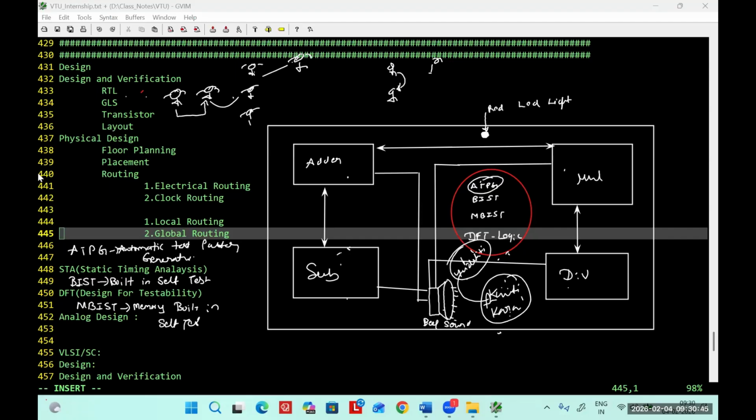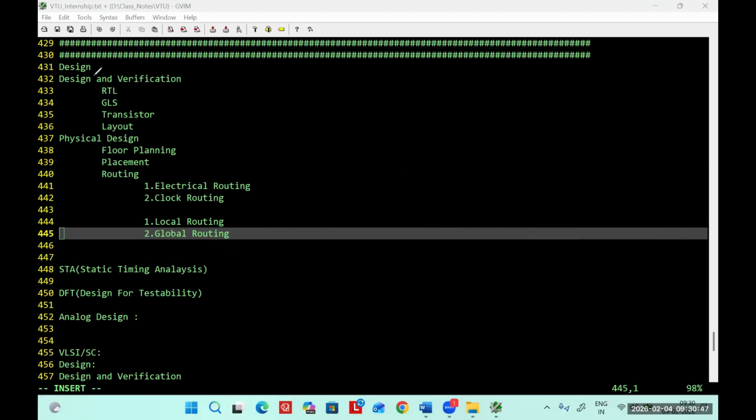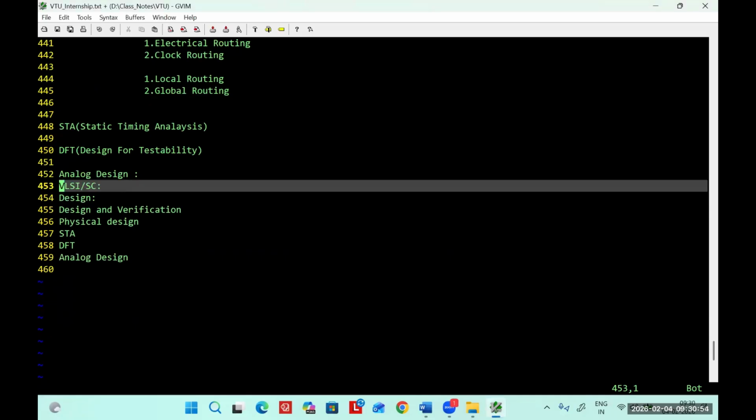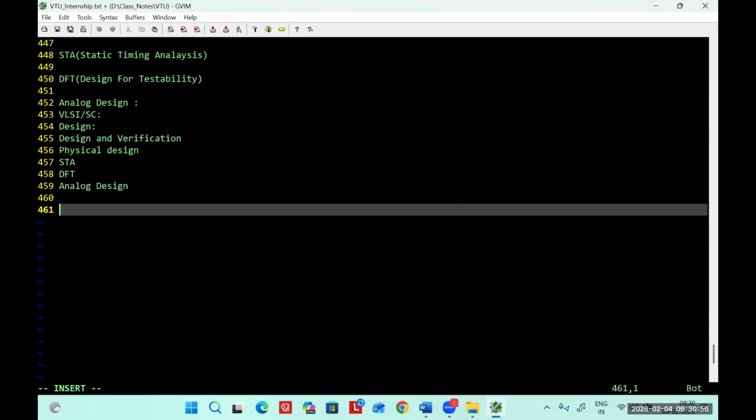That is, they have different domains. You have it in your VLSI. Next.